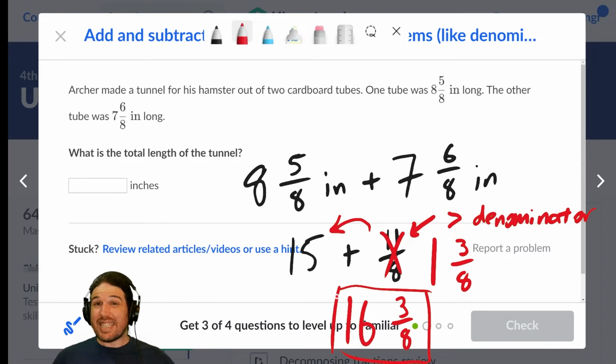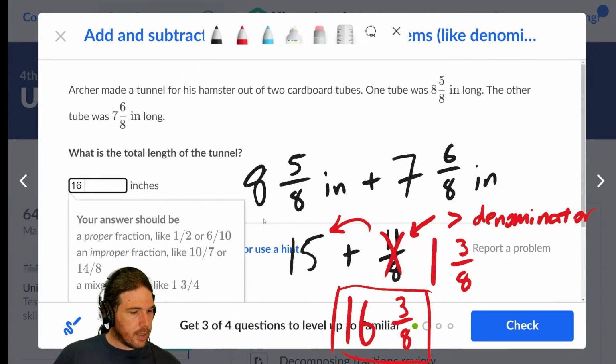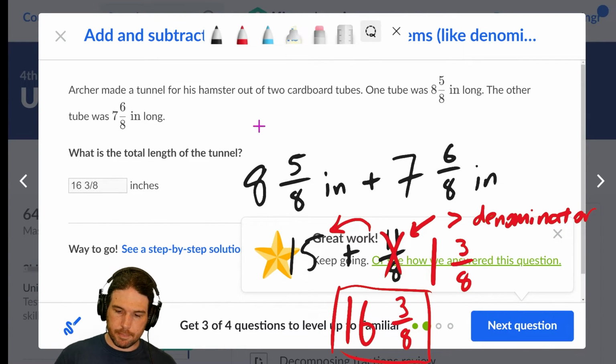Again, I can see why this is so difficult for so many people, but try really hard to see the patterns here that make this the same as the kinds of problems that we've been solving for the last year and change, rather than something brand new that you've never seen before. 16 3/8. Nice.